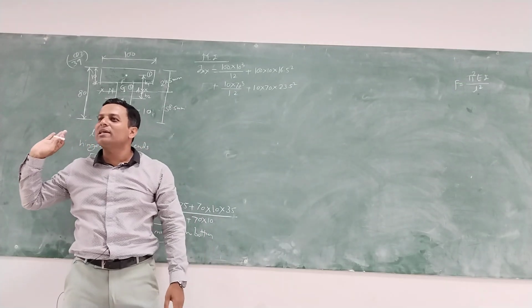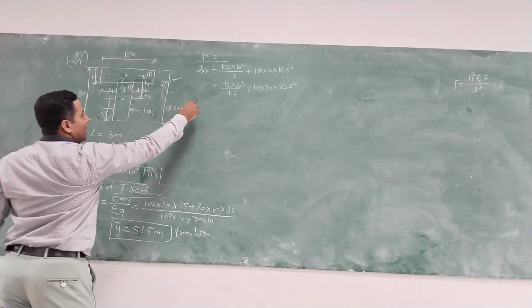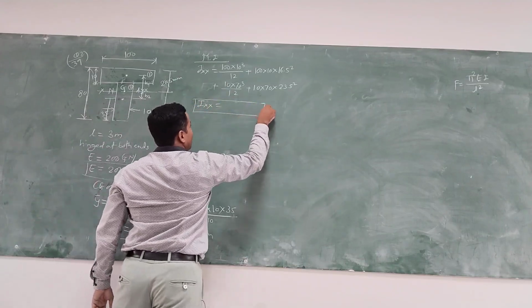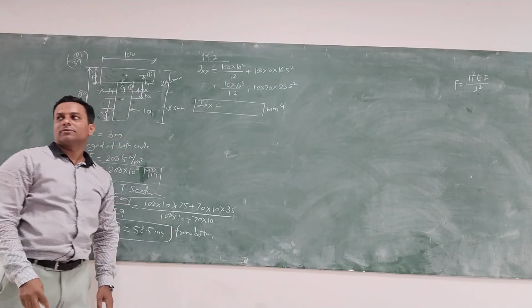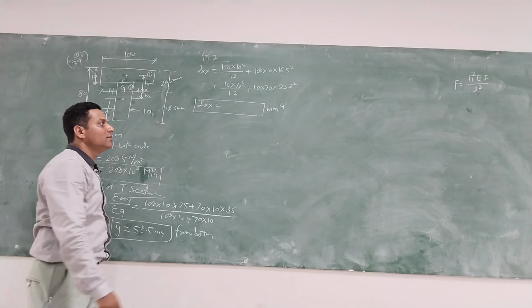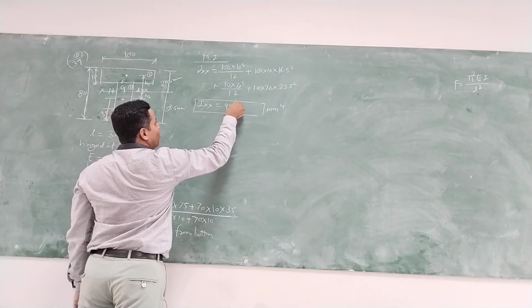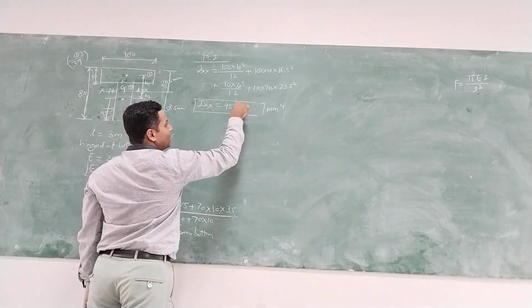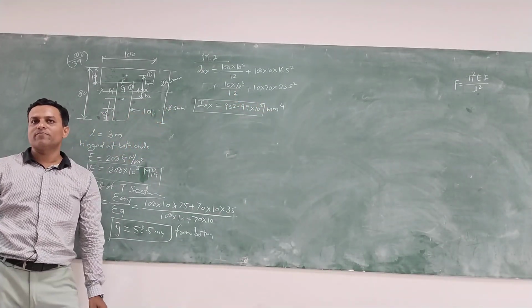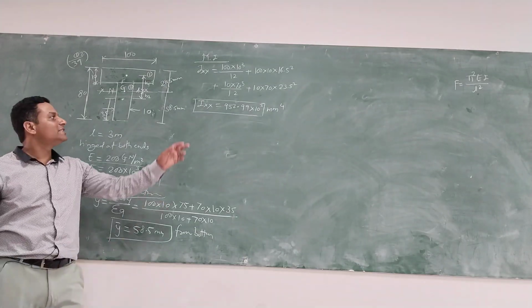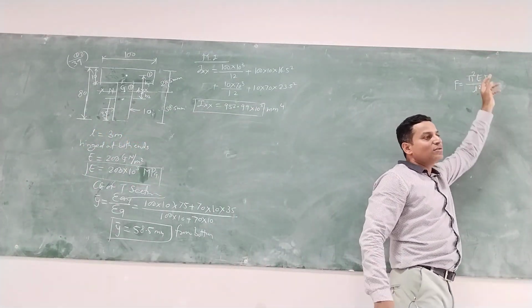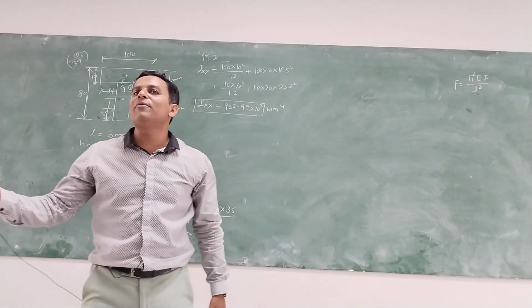Already we have solved this many times. Okay. So calculate and tell me the answer of Ixx. 952.99 into 10 raised to 3 mm raised to 4. Okay, so this is your Ixx. Now we want I minimum. So here we'll have to calculate Iyy.